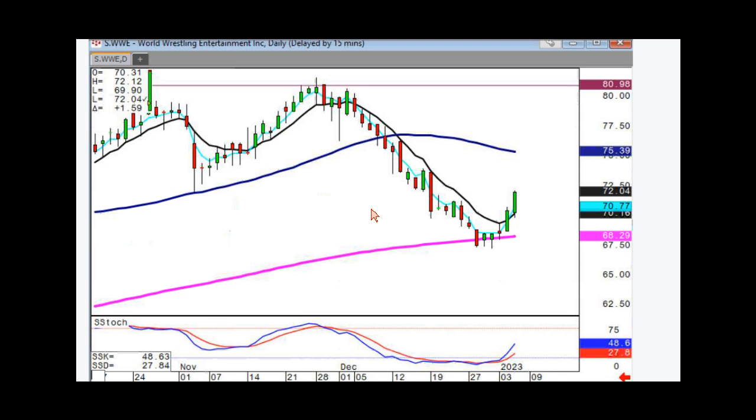Whoops, I don't have the other screen up. All right, so that must have been earnings. Excuse me.